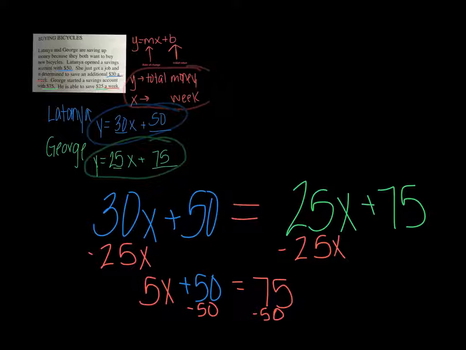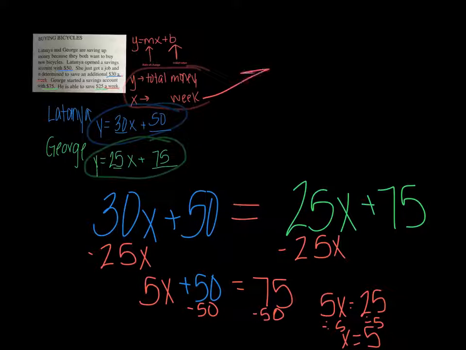I'm going to run out of room, so I'm going to come over here. So 5x is going to equal 25, which means that we divide by 5, which means that x has to equal 5. And in terms of our problem, that's the number of weeks. So in 5 weeks, they're going to have the same amount of money.